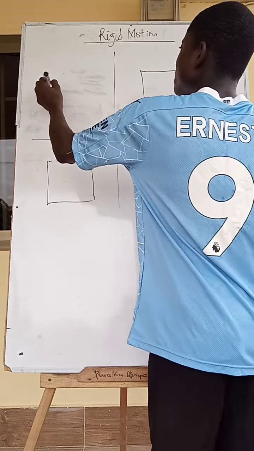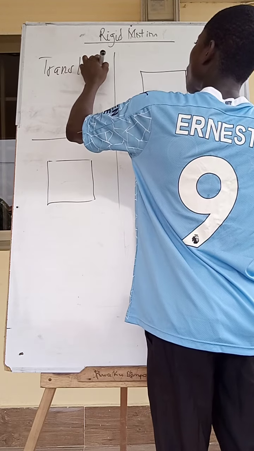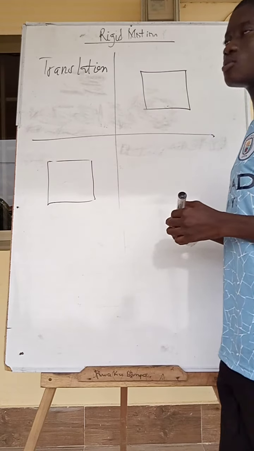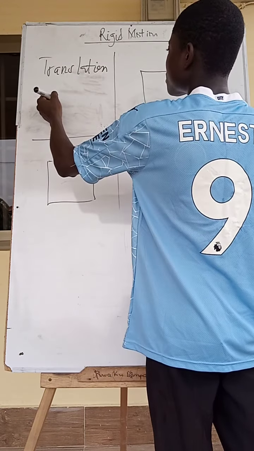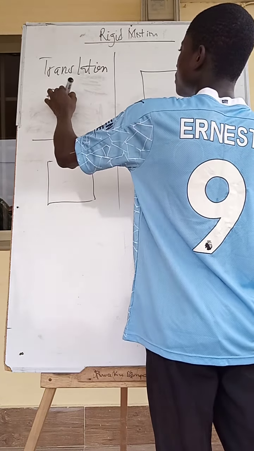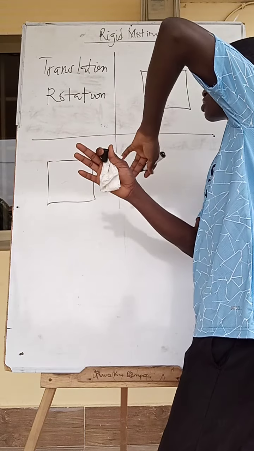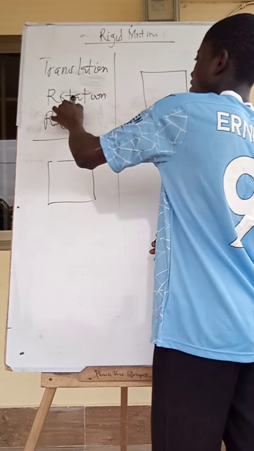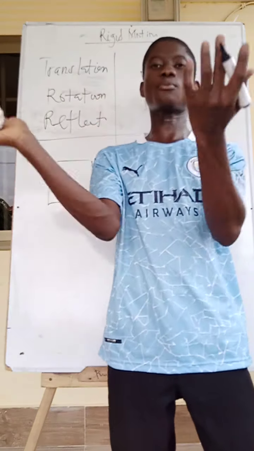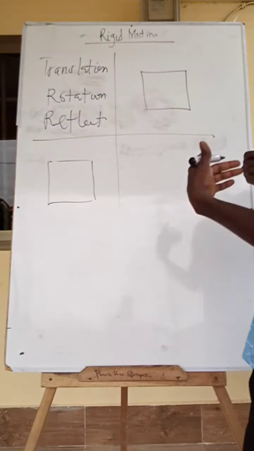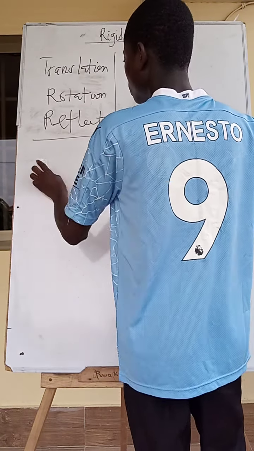And there are three ways that we can change the position of an object without changing its shape. The first one is what? Translation. And the second is rotation. We can rotate it, or we can what? Reflect it. Reflection. So if it is here, I can turn it this way, I can bring it this way. So I have reflecting it. So we are going to start with reflection.